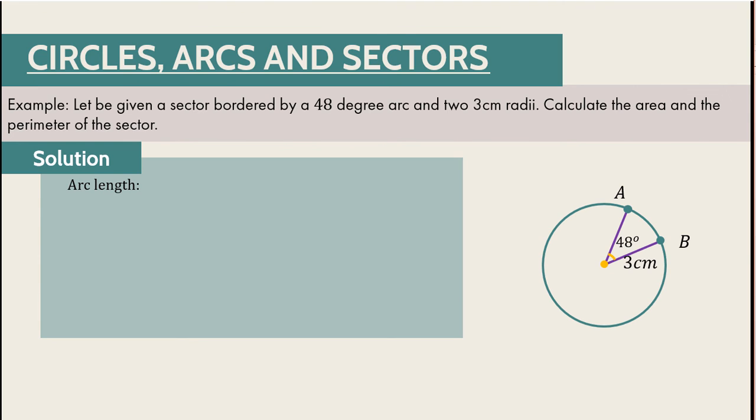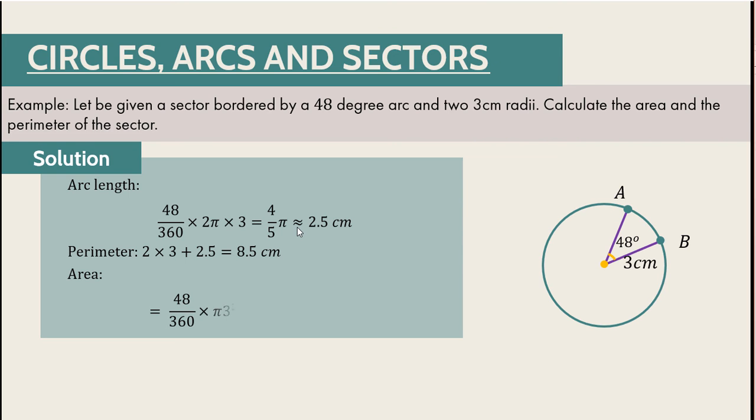First, we need to calculate the arc length. 48 divided by 360 multiplied by 2 pi times 3 equals 4 over 5 pi, approximately 2.5 centimeters. And the perimeter is 2 radii plus the arc length, which is equal to 2 multiplied by 3 plus 2.5 equals 8.5 centimeters.